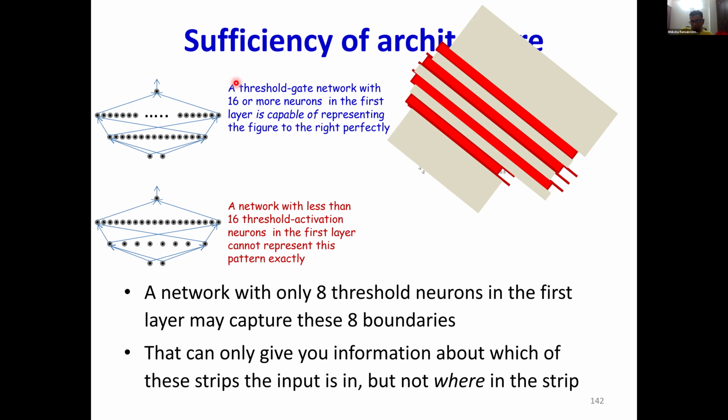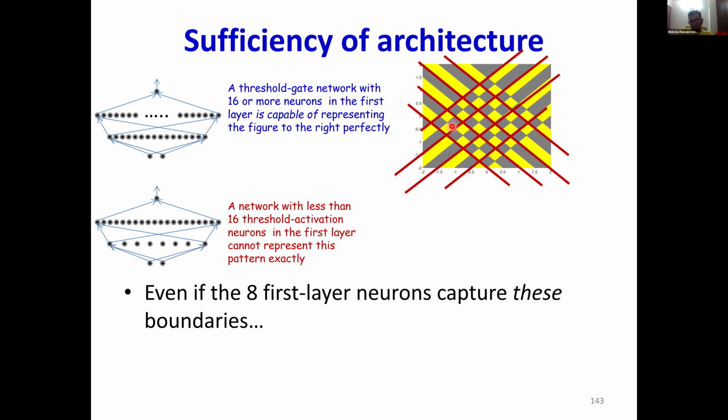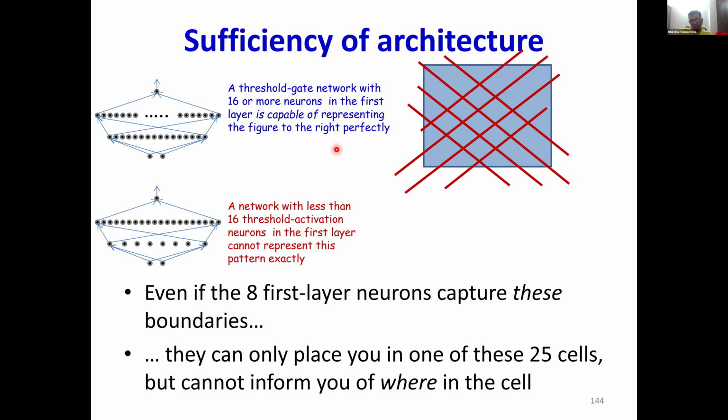Make sense? In fact, even if the first 8 neurons capture these lines, once you get past the 8 neurons, you're only going to be able to decide which box you're in, but not where you are within the box. There's nothing you can do subsequently to recover the pattern. So how can you fix this? If I still want to use only 8 neurons in the first layer, how can I fix this?